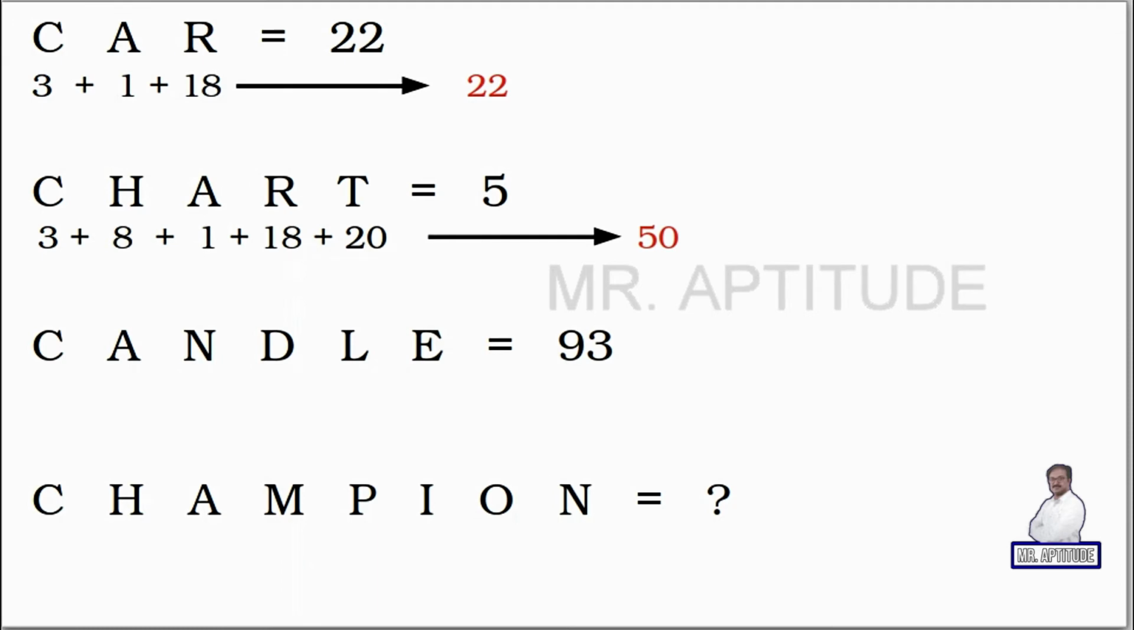In the word chart: 3 plus 8 plus 1 plus 18 plus 20. C is 3, H is 8, A is 1, R is 18, T is 20. Once you add these 5 values, you will get 50. But you are given 5 instead of 50. 5 is nothing but the reverse of the number 50. As 22 is a palindrome, we did not observe this.